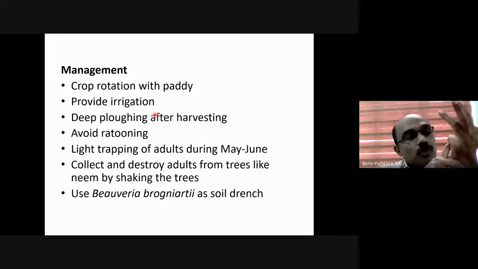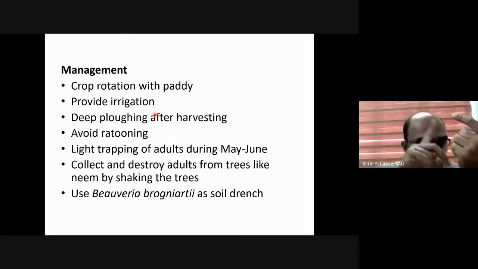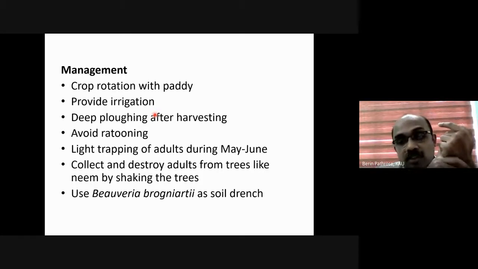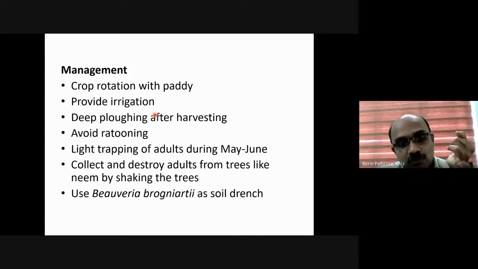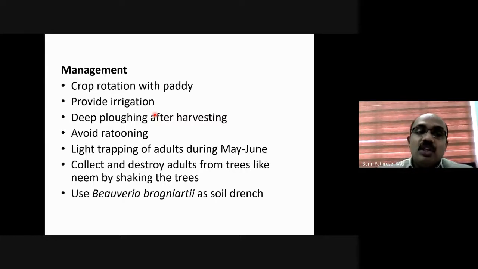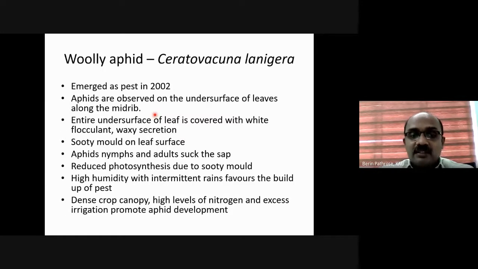So we can go for crop rotation with paddy, provide irrigation, then after harvest, go for a deep plowing. In the case of infested areas, avoid ratooning. Then provide light trapping, collect the adults from trees such as neem, and use the entomopathogenic fungi, Beauveria brongniartii. These are the management practices for root grub. So these two are the subterranean pests of sugarcane. Now we are moving on to sucking pests.